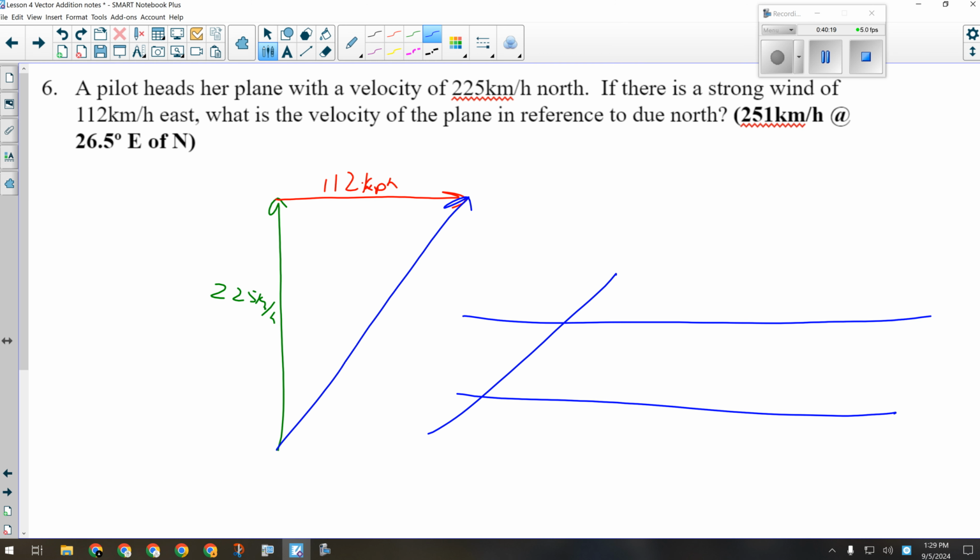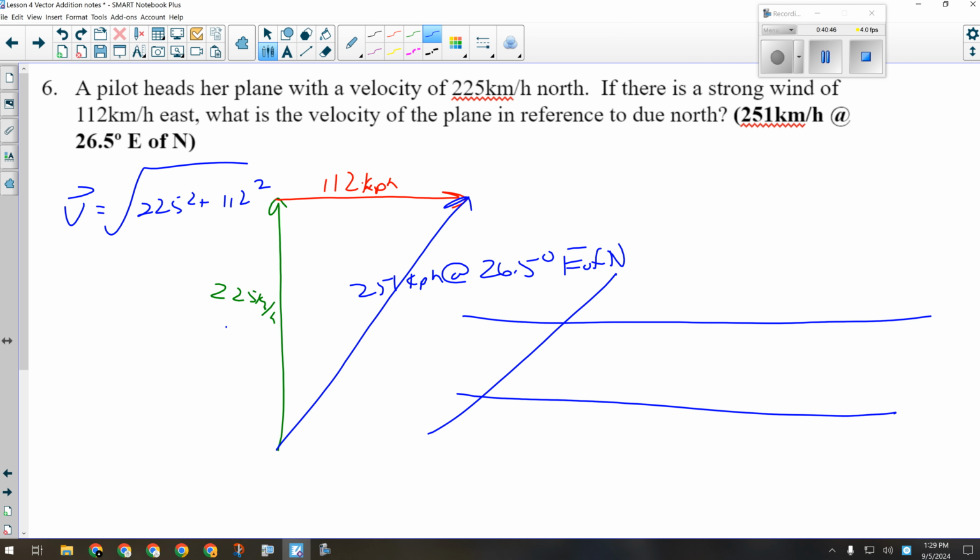All right, so to find this result, we just use the Pythagorean theorem. 225 squared plus 112 squared, and we get that it's 251 kilometers per hour, at 26.5 degrees east of north. So just simple perpendicular vectors.